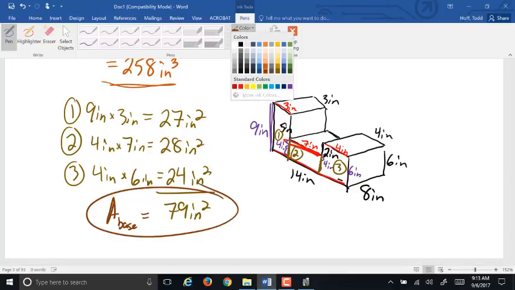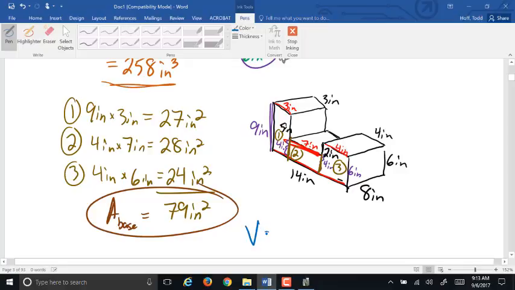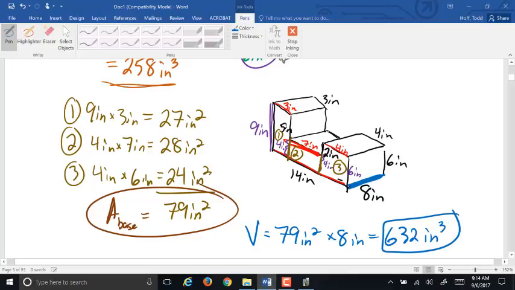So what am I going to do to find the volume? Yeah, I take that 79 inches squared times my height, which is now sideways like that, times 8 inches, which is going to be 632, I believe, inches cubed. Is that correct?